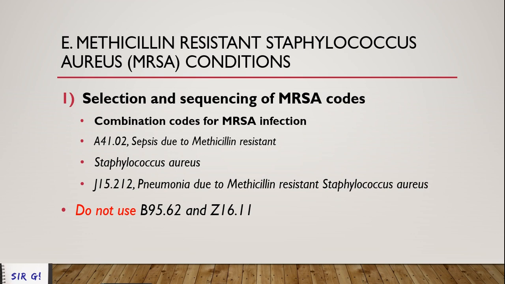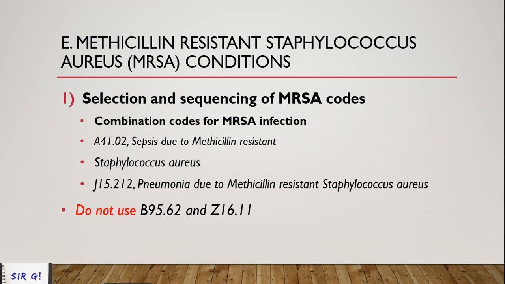You have pneumonia due to methicillin-resistant Staphylococcus aureus. In this case, the condition is pneumonia, correct? And the cause of that is MRSA, correct? Okay, it's stated that it is methicillin resistant, so you must have a code for Z16.11 most of the time, but it is already stated in this code description that it is due to methicillin-resistant Staphylococcus aureus. So you no longer need to code Z16.11 and B95.62 because that may result in redundancy.